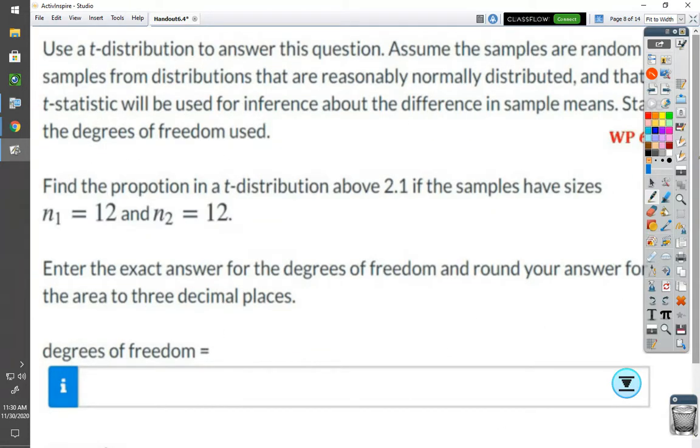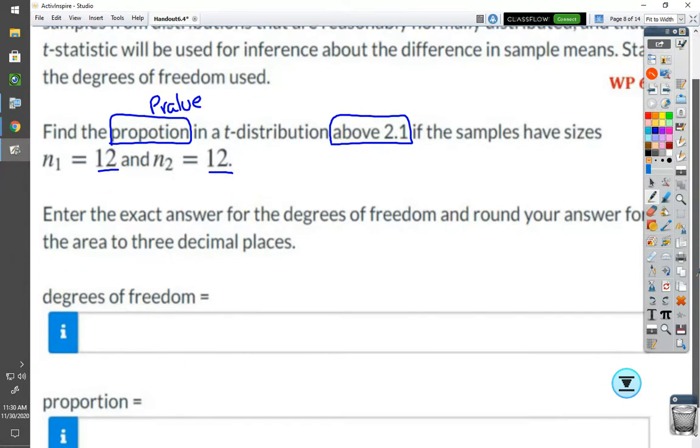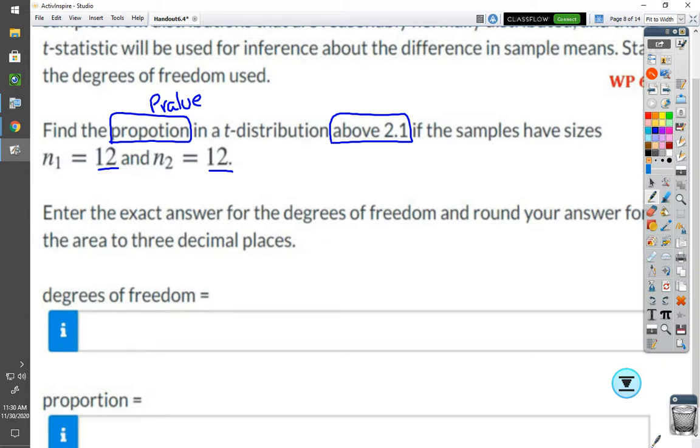Use a t-distribution to answer the questions. All the same stuff. Find the proportion in a t-distribution above 2.1. So now we're looking for something different here. We're going above 2.1 and we're finding the proportion. The proportion means p-value. You're no longer looking for an endpoint. We have n1 at 12 size and n2 at 12 size. So therefore, right away, I already know that my degrees of freedom are 11, because either set, 12 minus 1, would be 11. Now what I need to calculate is the area beyond 2.1.